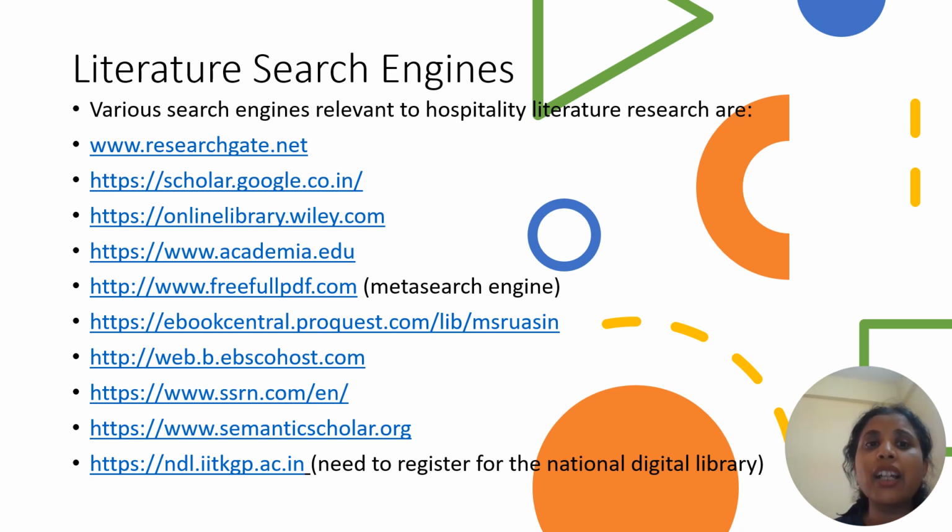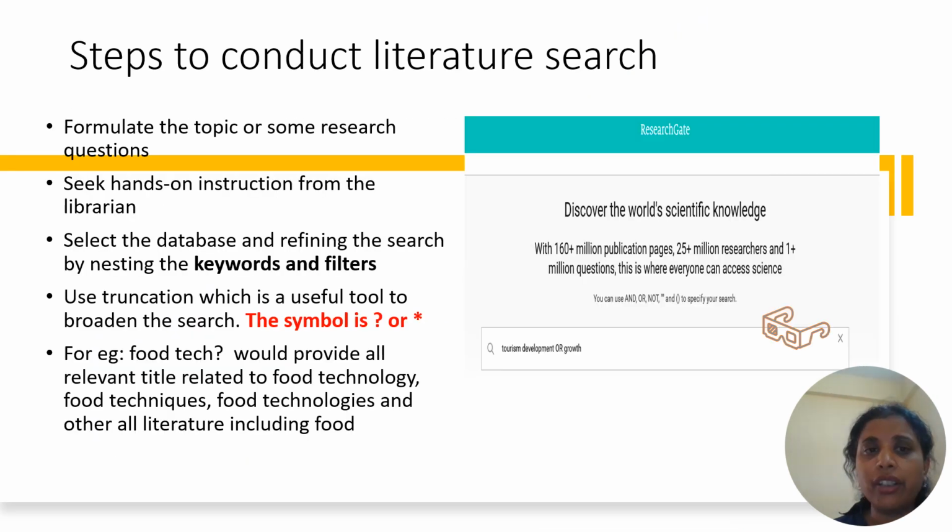So there is ResearchGate, Google Scholar, Wiley Online Library, academia.edu, and Free Full PDF. Free Full PDF is a meta search; it acts like a Google search, and when you type there it will take you to various websites. Ebook Central ProQuest is there, and in many libraries you'll find it. Then EBSCOhost is there. On SSRN you'll find only abstract-related articles. Then Semantic Scholar is there, and you can search the national digital libraries of your country.